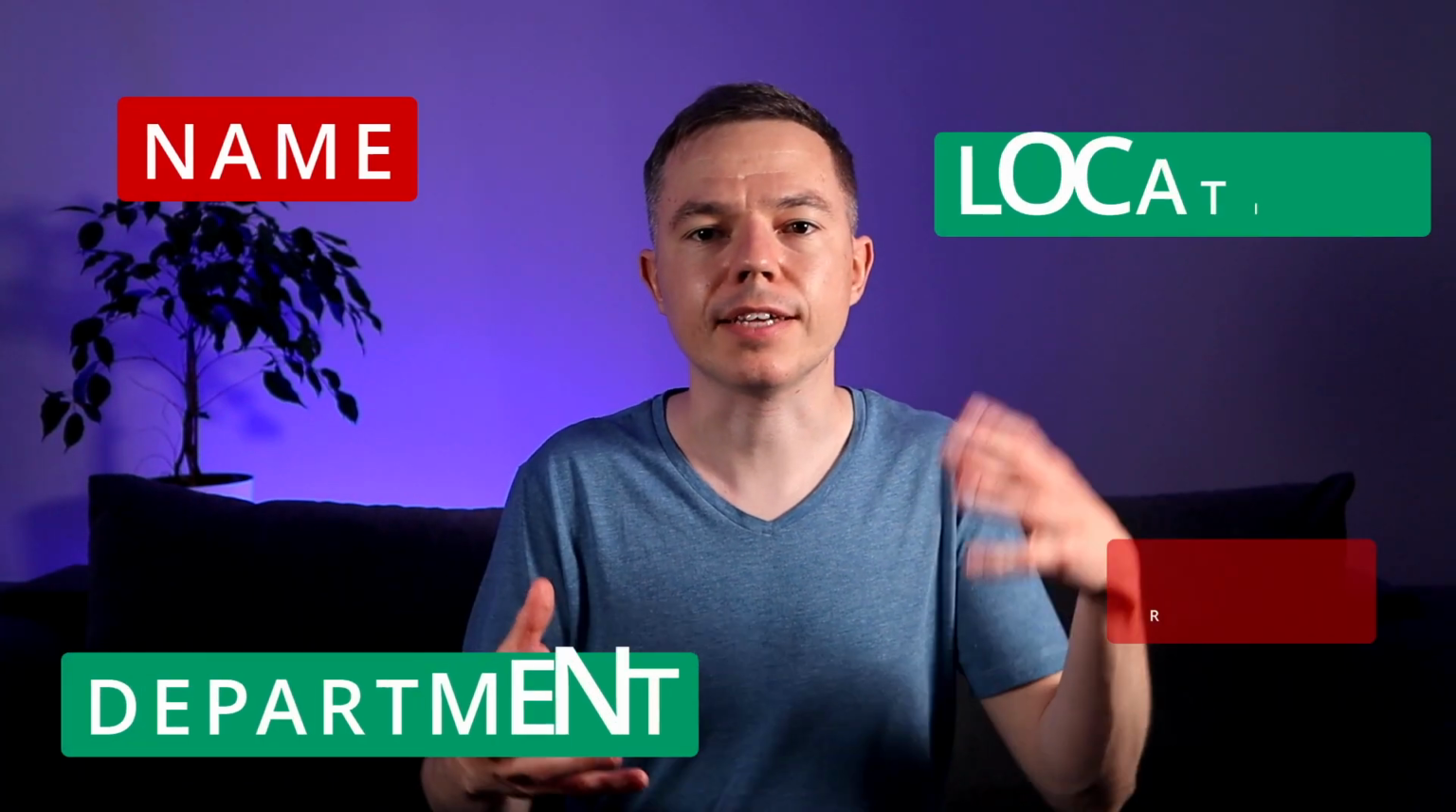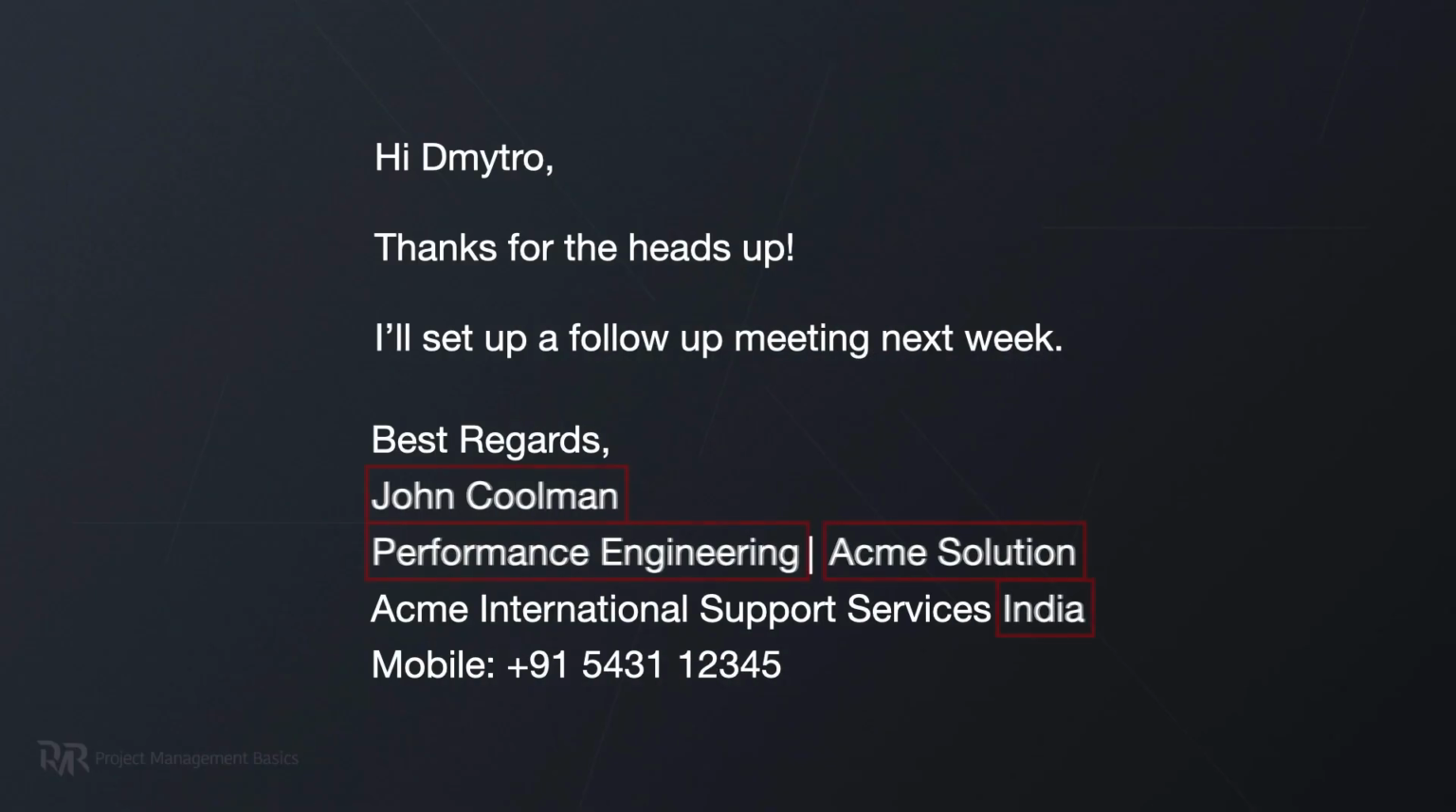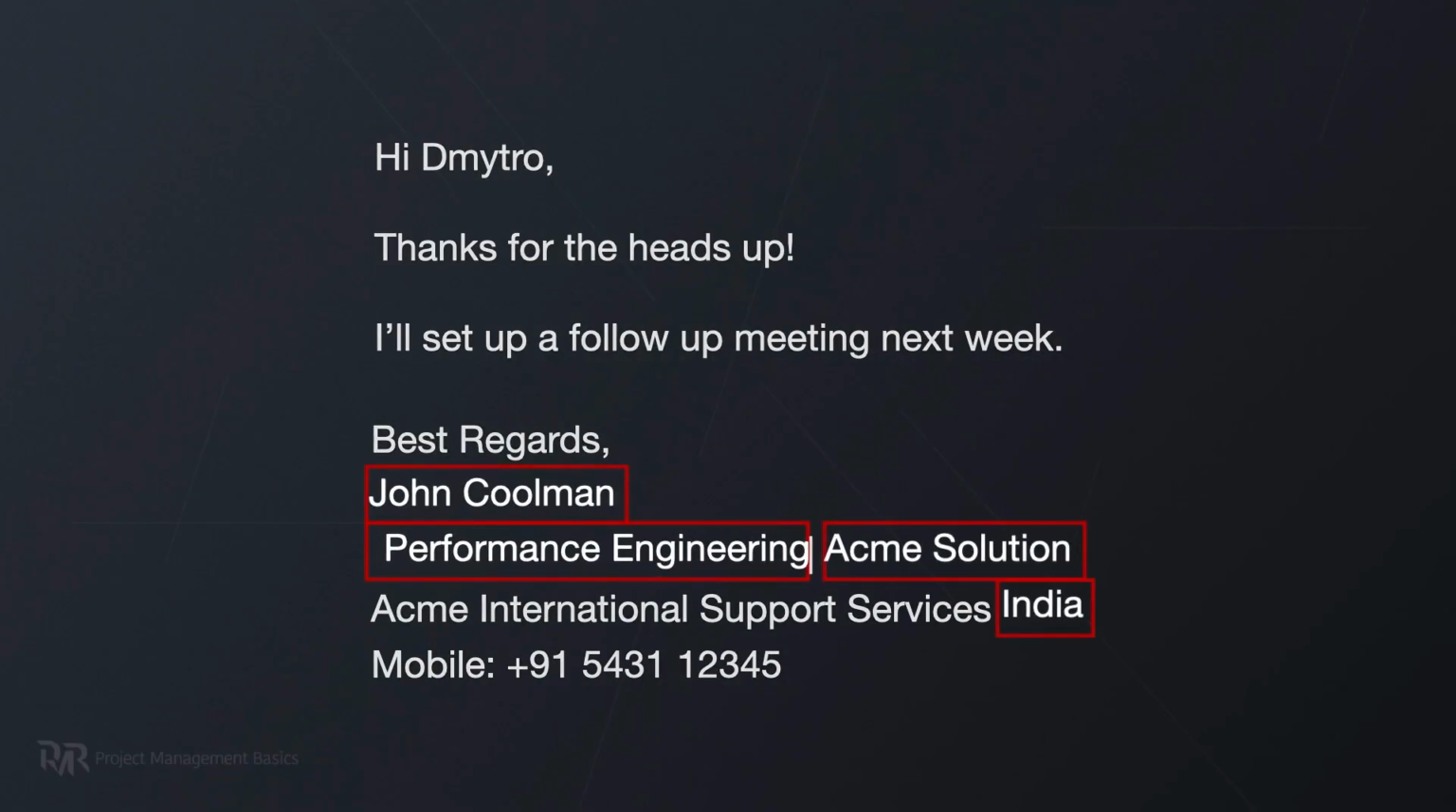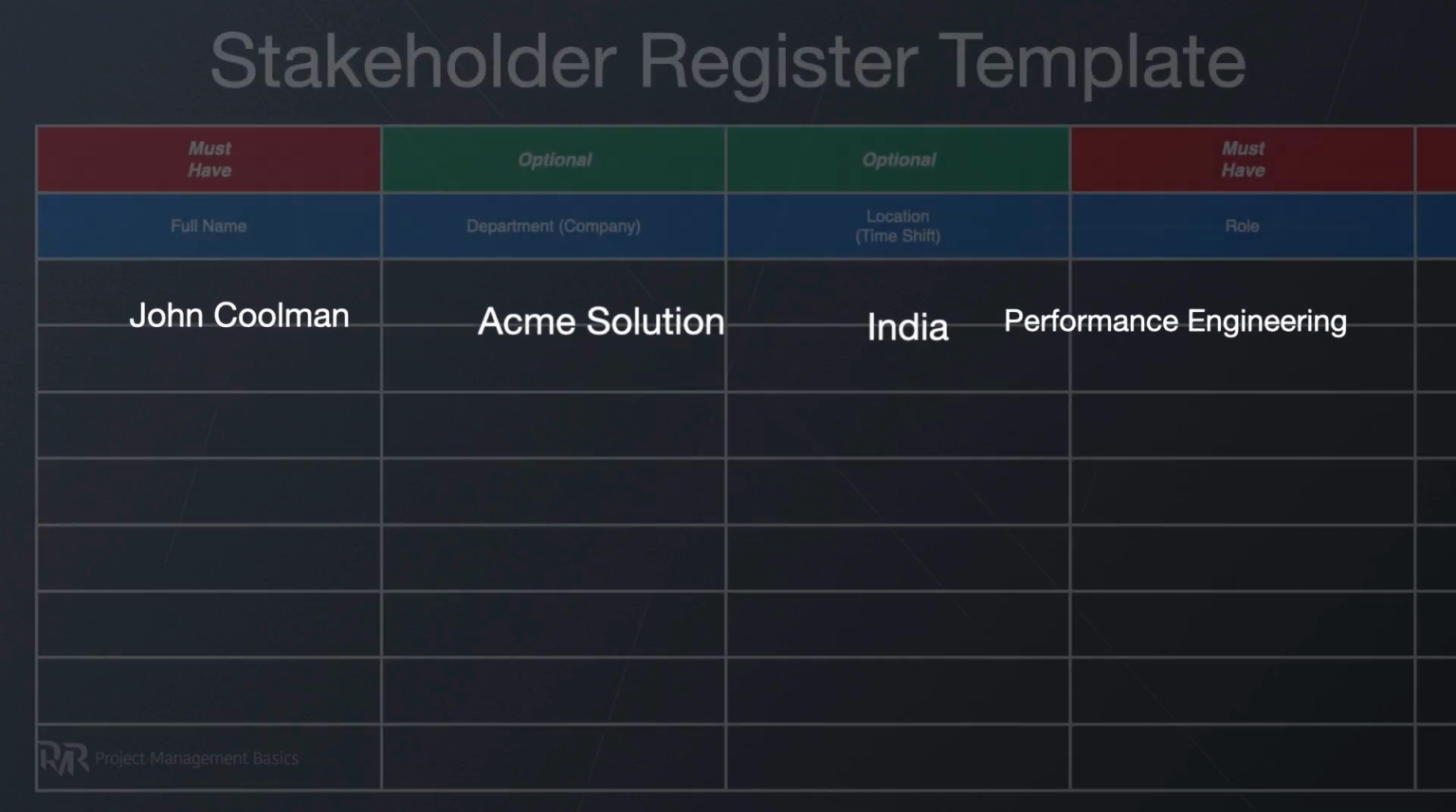First, we have general information. Name, department, location, and role. It's easy to get this information from email signature of a person or their contact card. Or you can simply ask it during a call. But let's discuss the role column a bit more.